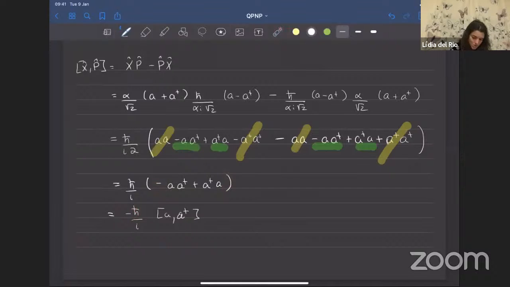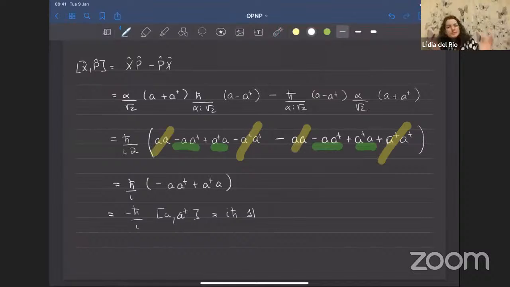And now 1 over i is the same as minus i, right? So yeah, that's right. A minus 1 over i is the same as minus i, so the minus signs cancel out. This is i h bar. And now this commutator, we defined before that it was the identity, right? Good. There we are. And this is exactly the commutator of position and momentum.